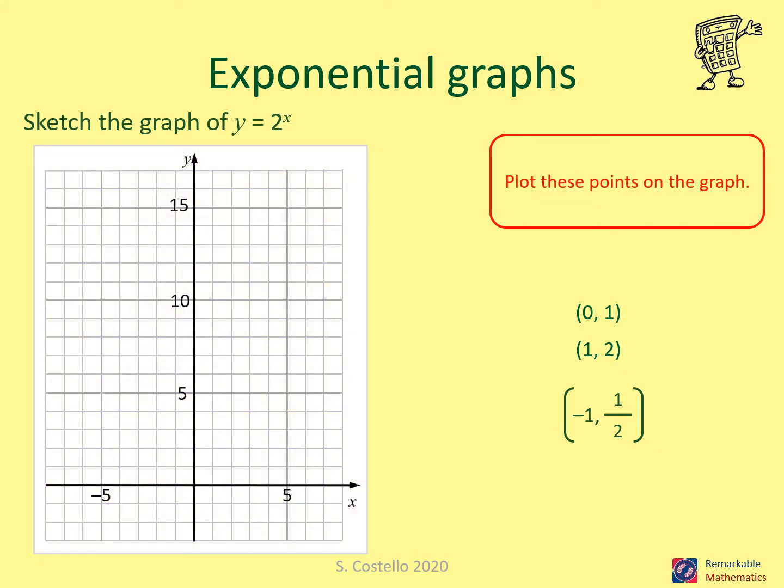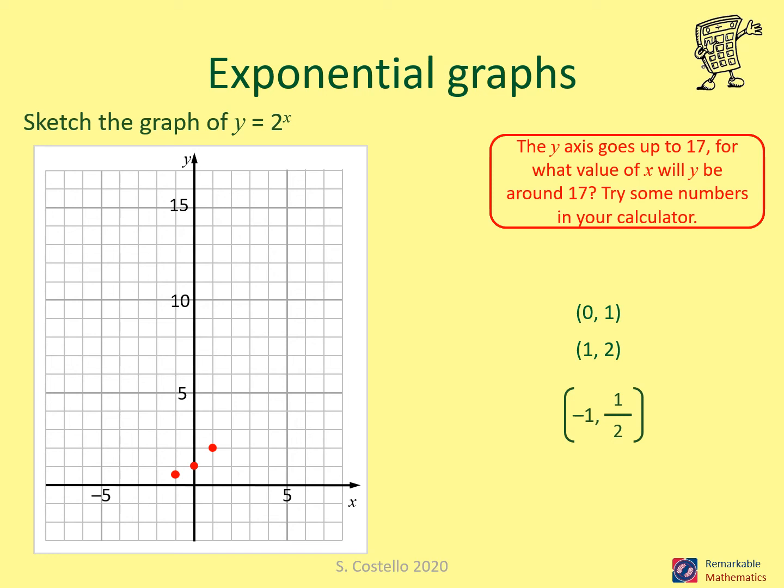So if we plot these on the graph, we've got a start there, we've got 3 points on it. The y-axis goes up to 17. What value of x will y be around 17? Try some numbers in your calculator.